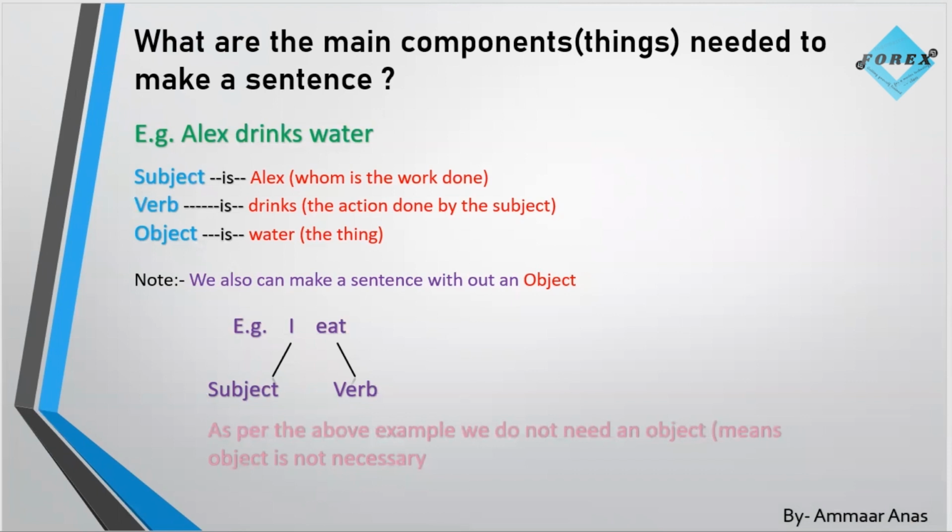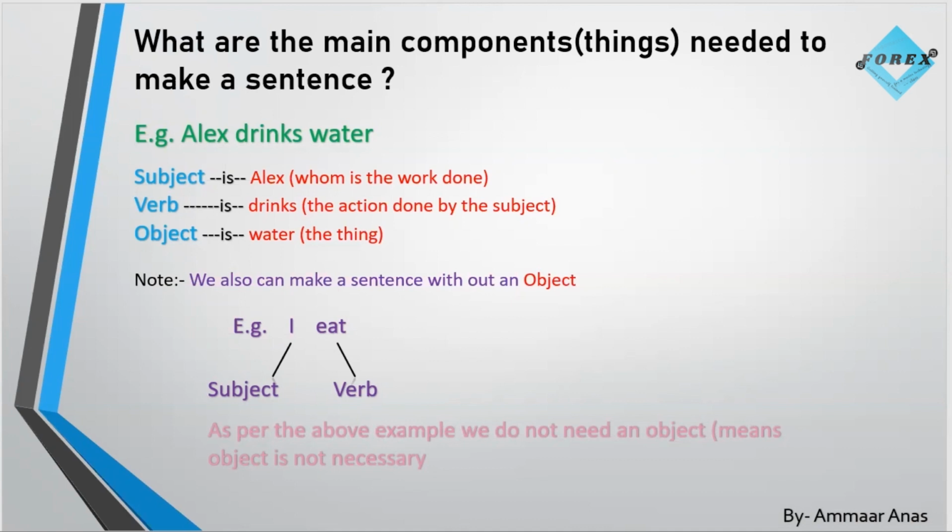What are the main components needed to make a sentence? There are three main components that are needed to make a sentence. The first is subject, the second is verb, and the third is object. So we have an example sentence over here, which is Alex drinks water.